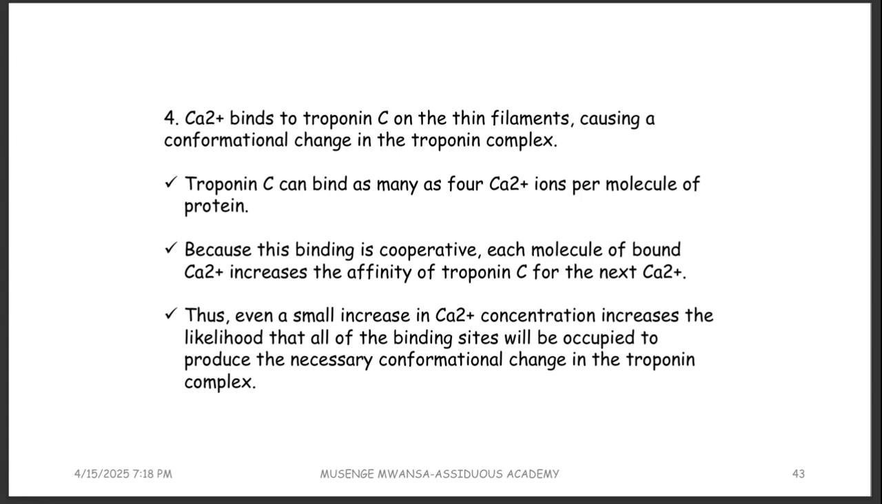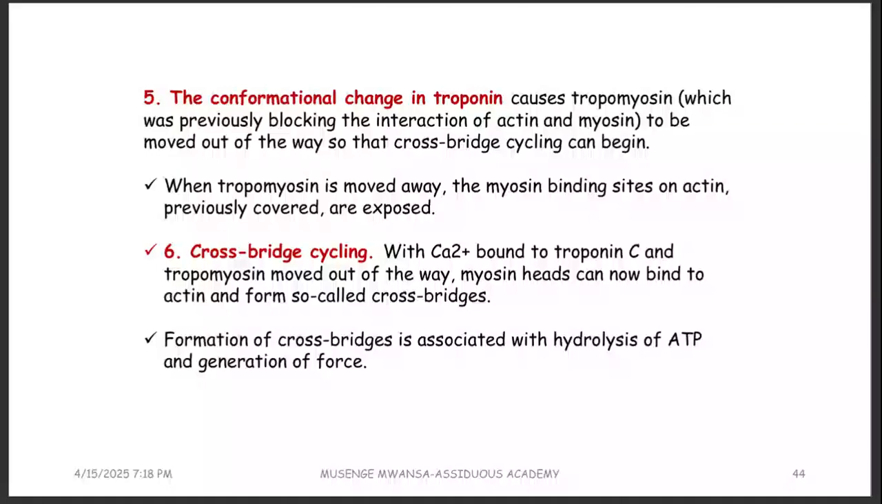So even a small increase in calcium concentration increases the likelihood that all of the binding sites will be occupied. So the conformation change in troponin causes tropomyosin, which was previously blocking the interaction of actin and myosin, to be removed. Remember, I said when calcium binds to troponin C, that will activate troponin I, which was binding on the heads of actin, to move out.